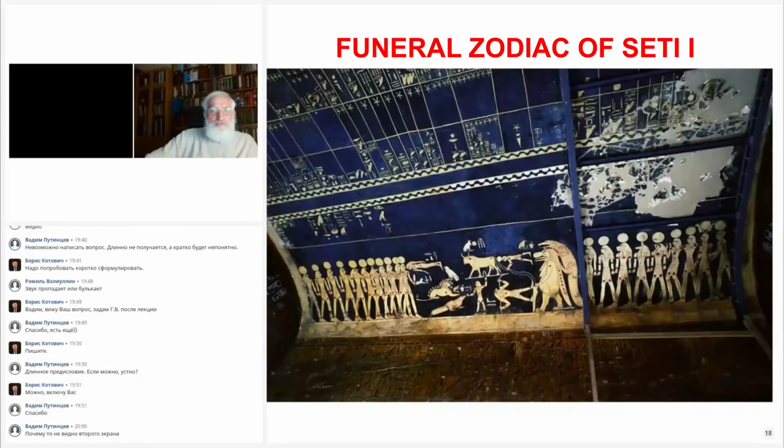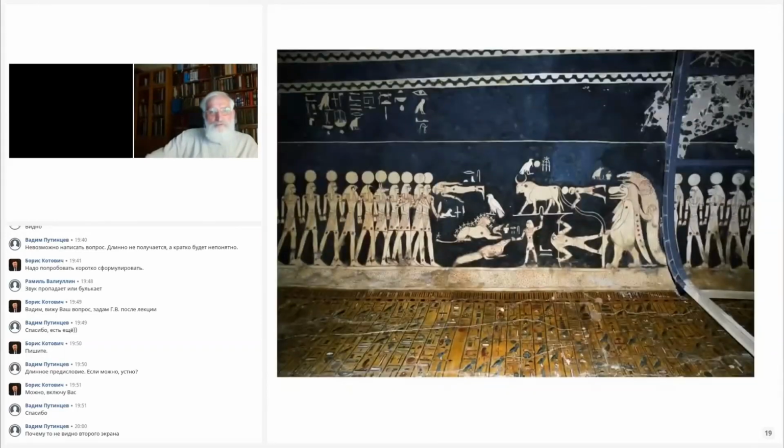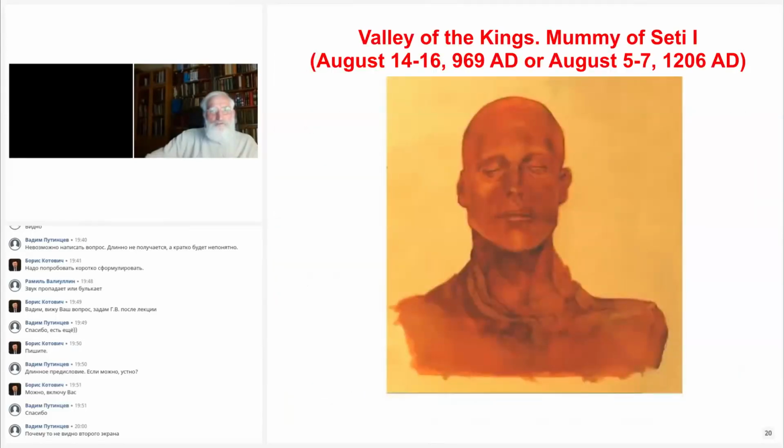This is the zodiac of Seti I. Year 1206. The very beginning of the 13th century. There are 2 possible dates. The one located where the rest of the dates accumulate and therefore more probable is 1206. By the way, this is the mummy of Pharaoh Seti I, who was buried in this tomb.